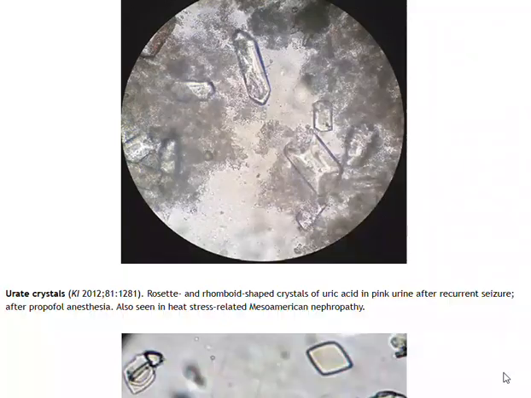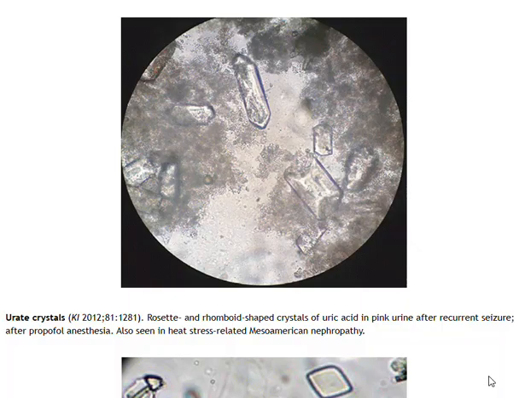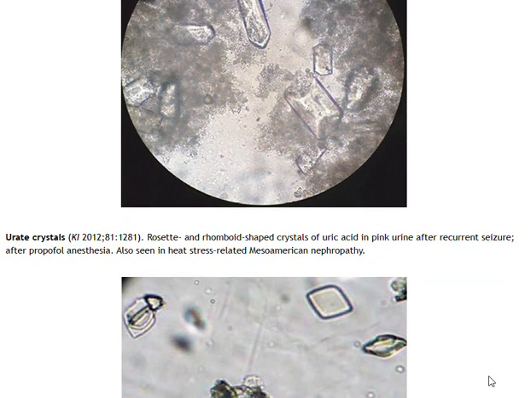And then here again we see urate or uric acid crystals, rosette or rhomboid shaped crystals of uric acid, seen in pink urine after recurrent seizures, after propofol anesthesia, when the uric acid is super high after tissue breakdown, and also seen in heat stress related Mesoamerican nephropathy.